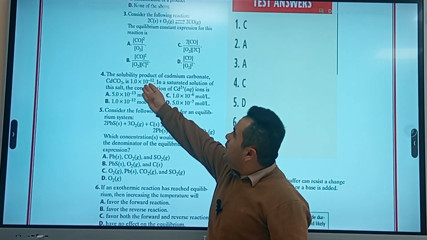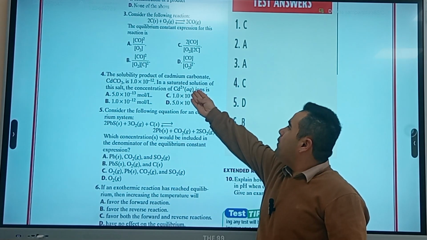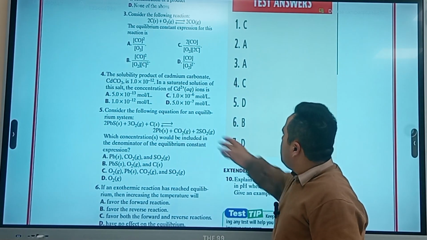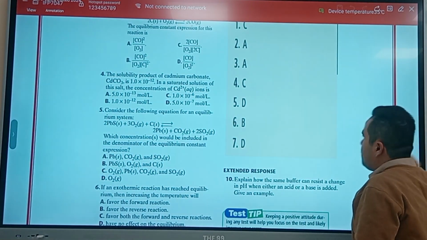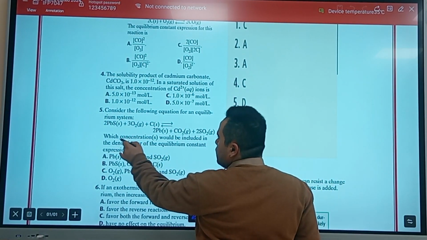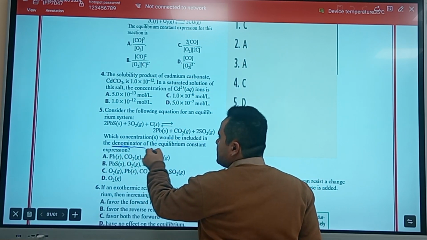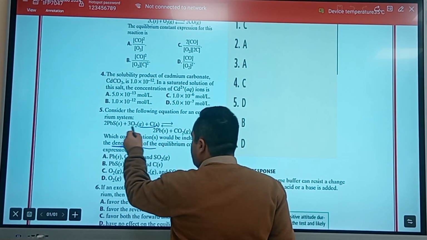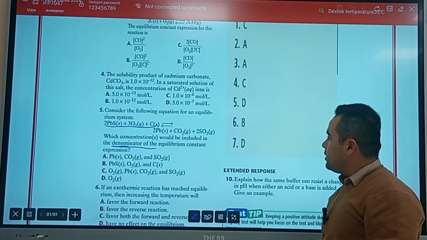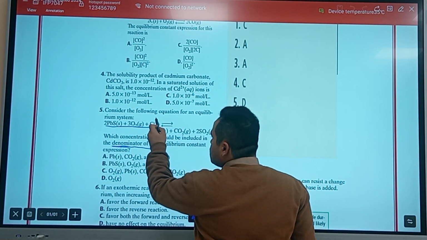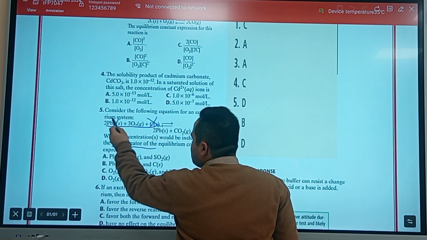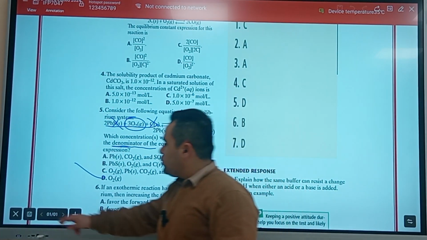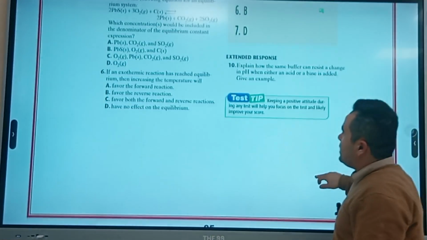Question number 4, the solubility product is given, and it requires finding the concentration of the ion. It's simple, guys. Consider the following equation for the equilibrium system, which concentration is represented in the denominator? Denominator means the reactant, guys. Denominator is the reactant, numerator is the product. In the reactants we have carbon solid, which we do not include, so just oxygen. So D is the correct answer, which is just oxygen present in the denominator.